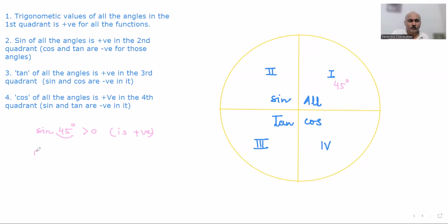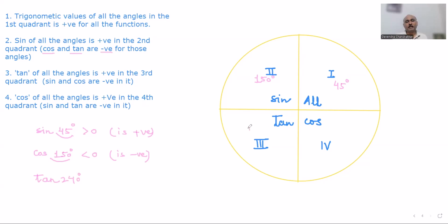Yes, sir. Good. Now, if I ask you what is cos of 150 degrees, is it greater than 0 or less than 0? Is it positive or negative? You have to check which quadrant this angle lies in. 150 degrees lies in the second quadrant. Second quadrant mein cos and tan are negative. So this is less than 0, it is negative. Understood? Clear? Hello? Yes, sir.